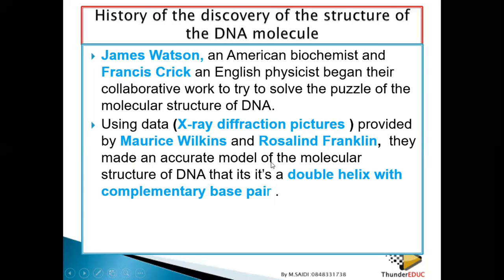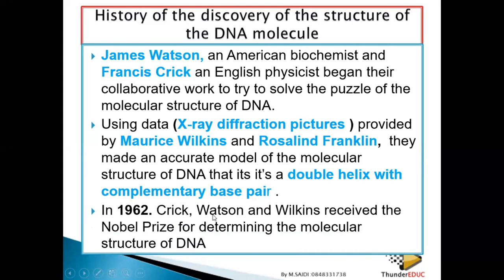So in 1962, James Watson, Francis Crick, and Maurice Wilkins received a Nobel Prize for determining the molecular structure of DNA, how DNA is a double helix with complementary base pairs. But if Rosalind Franklin was there, she would have obtained a Nobel Prize instead of Maurice Wilkins. Why? Because Rosalind Franklin did a greater job than Maurice Wilkins, because Maurice Wilkins just took the information of Rosalind Franklin to James Watson and Francis Crick.